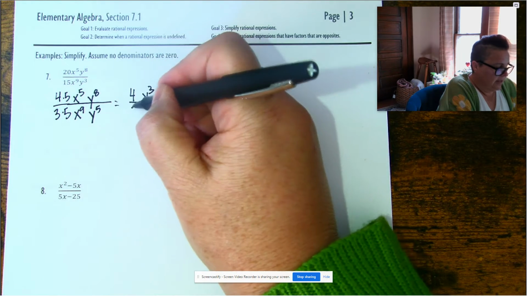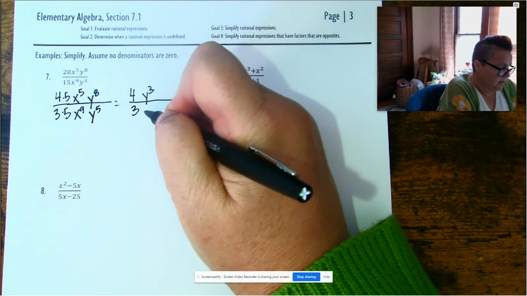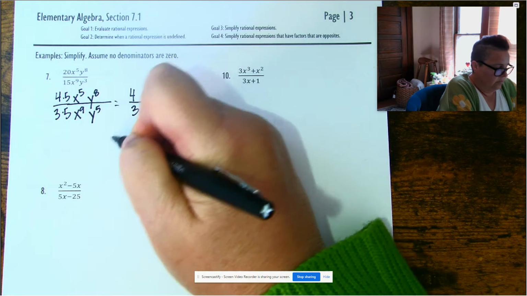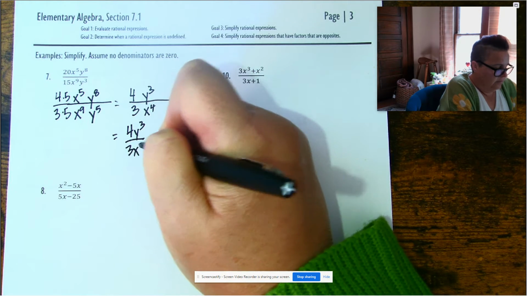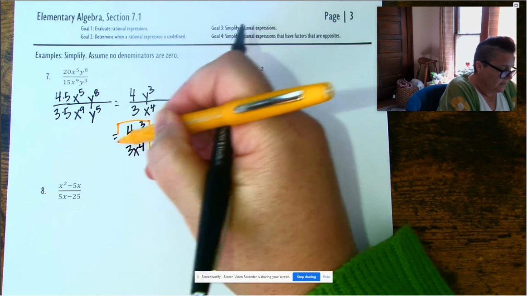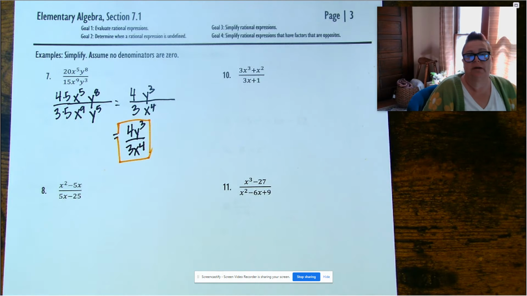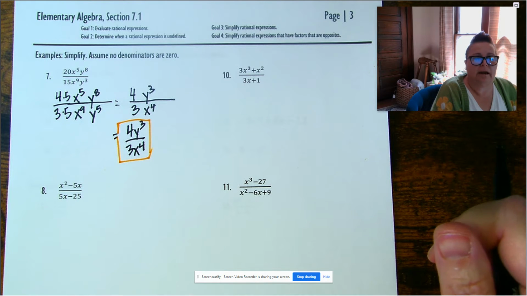In the denominator, I have a 3. This would be x to the 5th over x to the 9th, leaving me x to the 4th. So this is 4y to the 3rd over 3x to the 4th. I have monomials here. I don't have binomials or trinomials. So this is just going to be a simple cancellation.